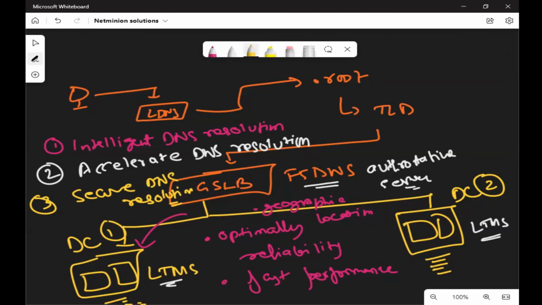Can you repeat the second one? What did you say? Accelerate DNS resolution with the help of DNS Express?